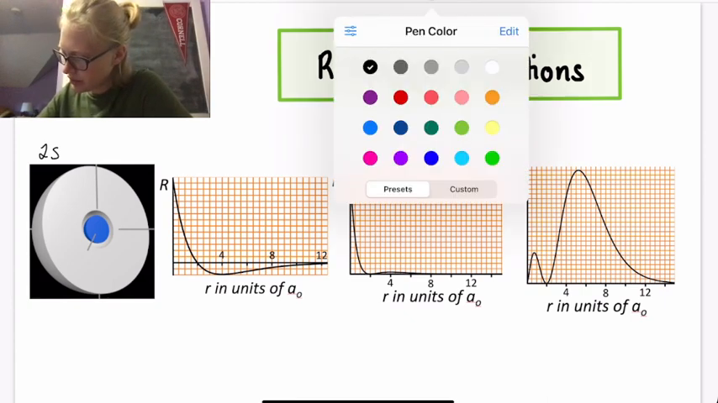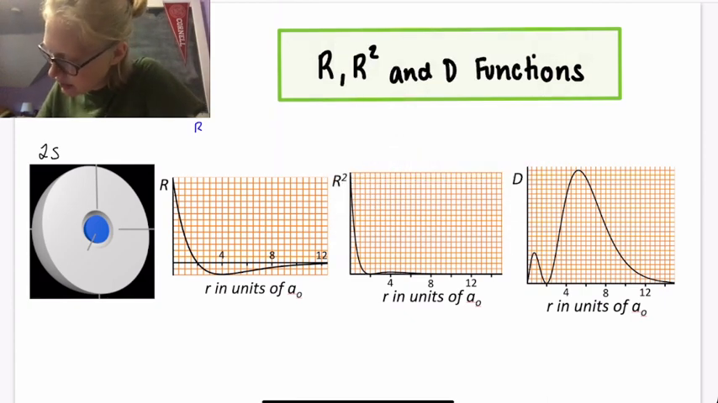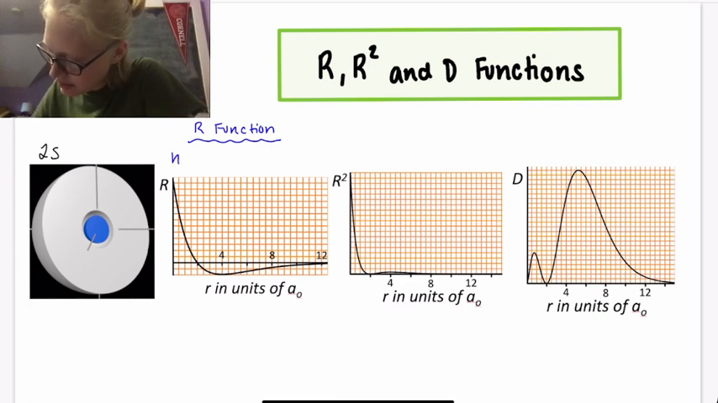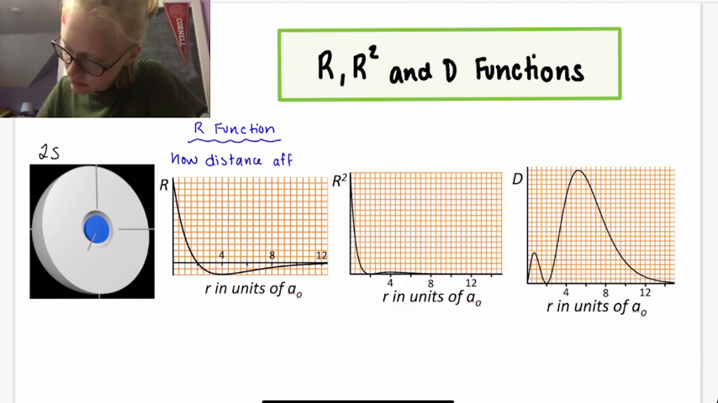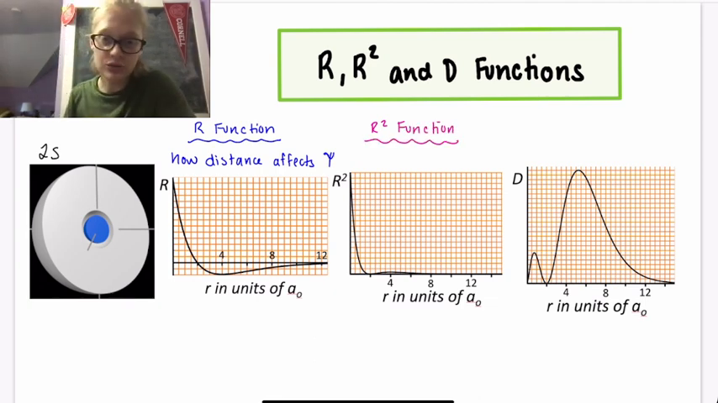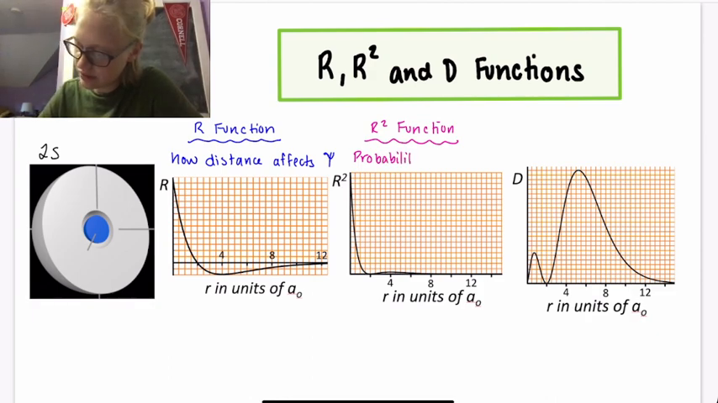So the first function we're going to look at is the R function. Now this should be familiar to you. As a reminder, the R function describes how distance affects psi. And then next we have the R squared function, which you have seen before in relation to psi squared. And the R squared function tells us about the probability of electron position.